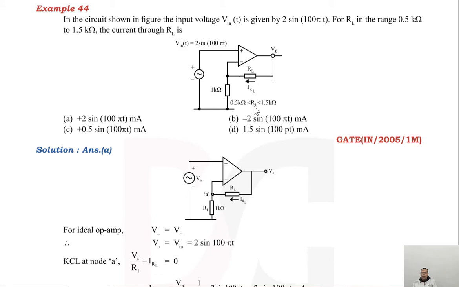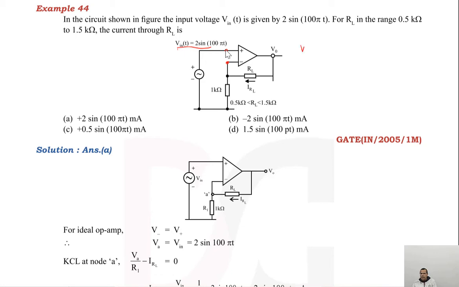So in this case the load is variable and we have to find load current. So the procedure for any op-amp circuit is, what do we do? We find the voltage at non-inverting terminal, which is nothing but input supply voltage, that is V in here. So the voltage at your non-inverting terminal, that is this terminal, is this input voltage. Fine. Now what will be voltage at this node? For ideal op-amp, the voltage at inverting terminal is same as voltage at non-inverting terminal.